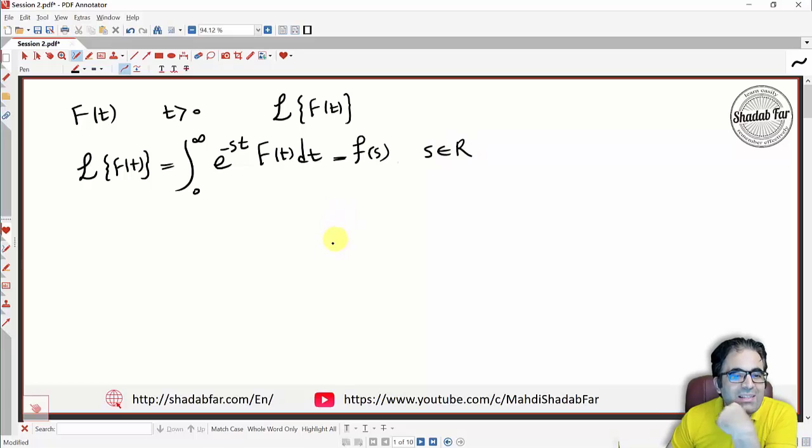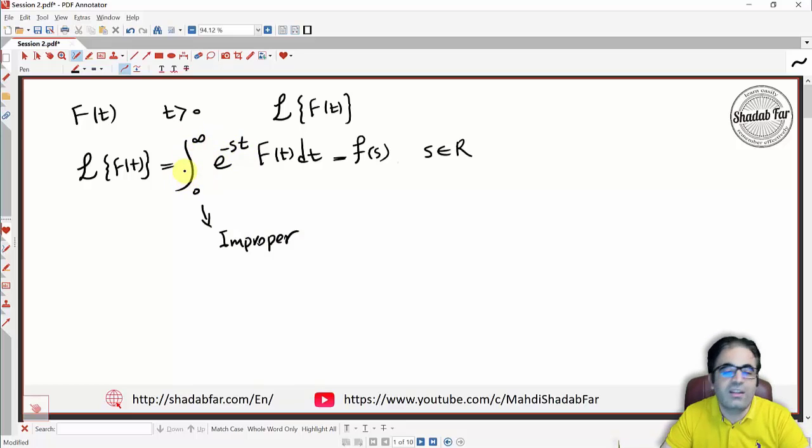But the point is that this integral here is a special type of integral. We usually call it an improper integral. That is, there are some values of s for which there's no answer for this integral. That means this integral doesn't converge for some values of s. So in those cases, the Laplace of f(t) cannot be calculated, right? So this is a really important point for us.